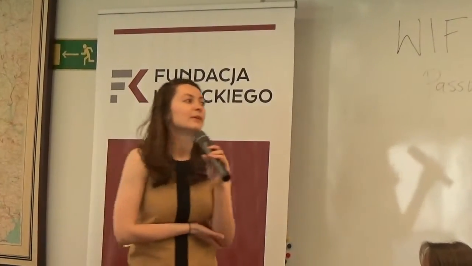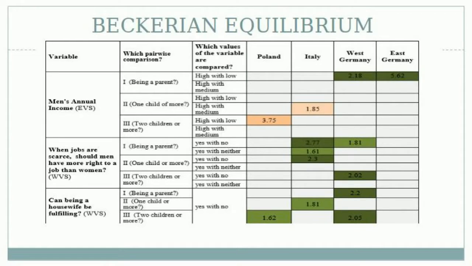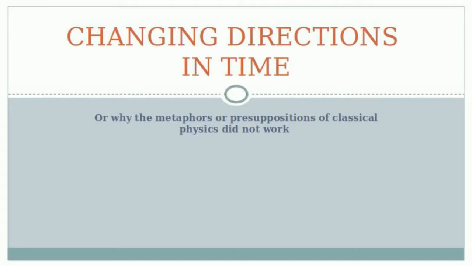So the previous graph showed you 4 different countries, because I treated Germany as 2 different countries, because they behave as if they were different countries. They are so demographically different. But what happens if the direction changes in time?